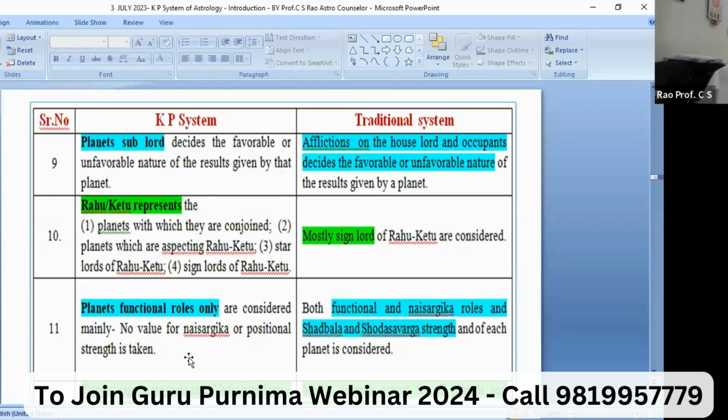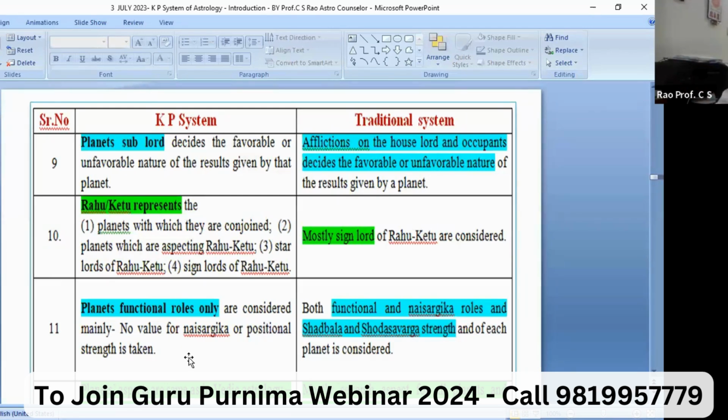Here we do not see that. Positional strength we do not consider. So Naisargika and positional strength are not considered. That is why in the KP system also, retrogression we do not consider, because we are not considering the motional strength. We are only taking the degree: its sign lord, star lord, and sublord. That ends it. Whether it moves forward or backward, we are not considering here.